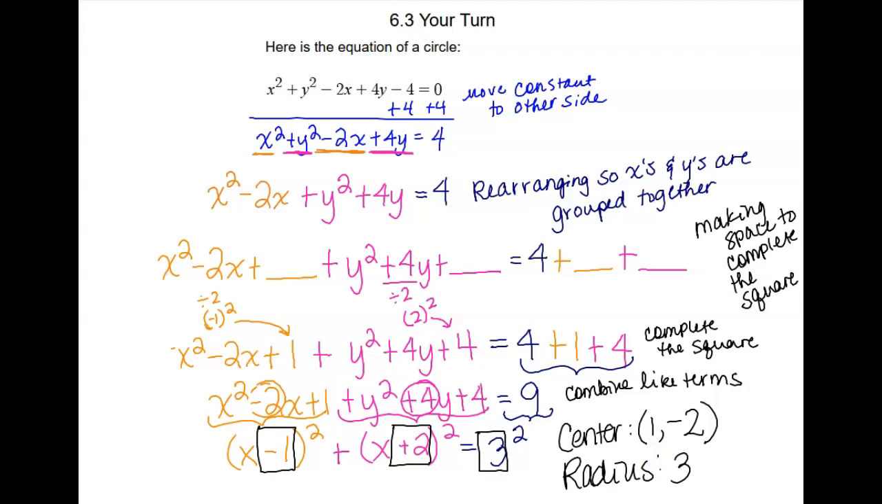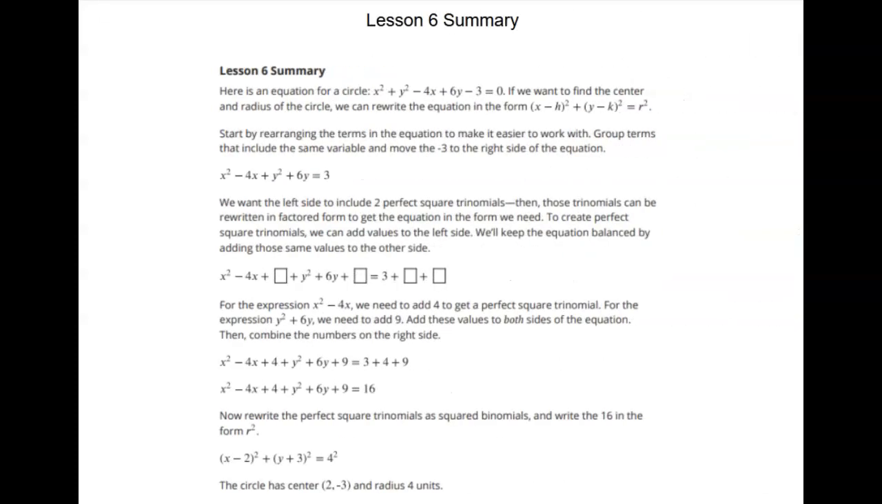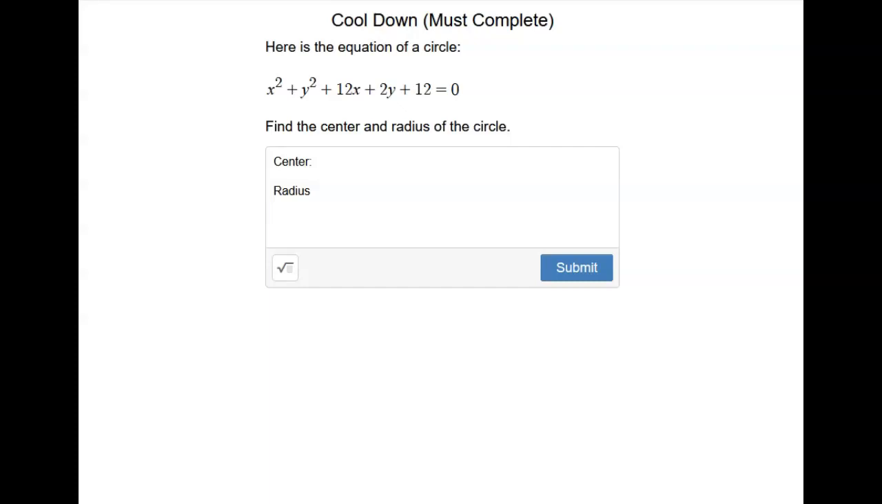All right, so the next thing that I want you guys to do is I just want you guys to try one on your own. So try one on your own, try this one right here, and then pause it and then check back to see whether or not your answer is correct.